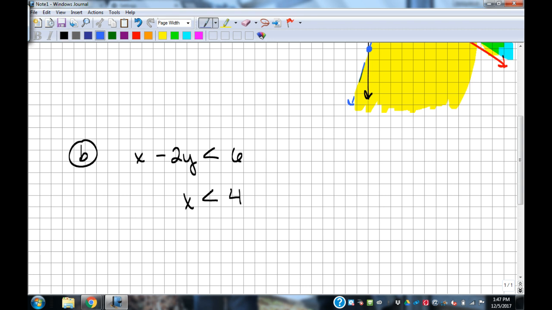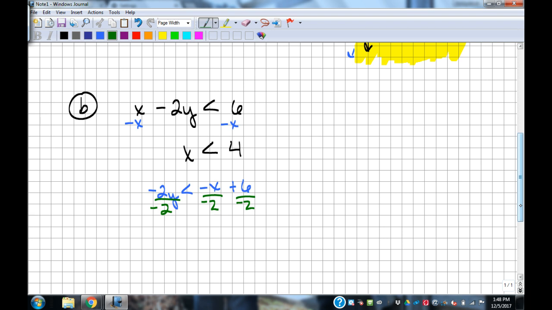What do we do? Subtract the x, and that'll get us negative 2y is, nope, there's no equal to mark, is less than negative x plus 6. Divide by negative 2. And what happens when I divide by a negative with inequalities? Flip the symbol to make it greater than. Negative 1x divided by negative 2 is positive 1/2 x. 6 divided by negative 2 is negative 3.